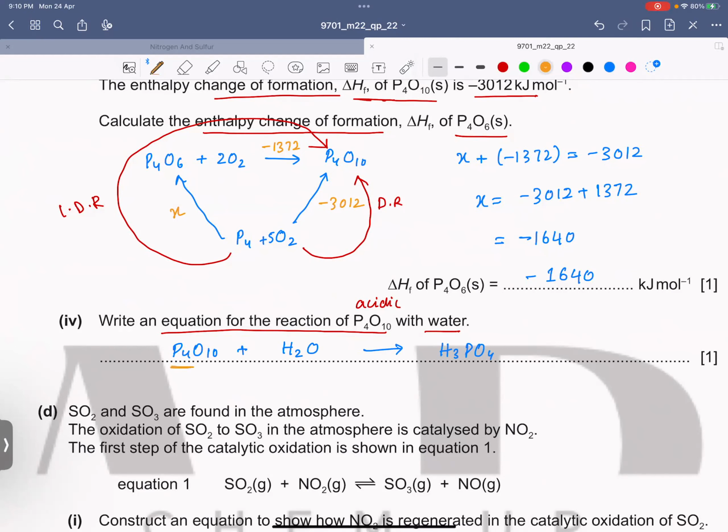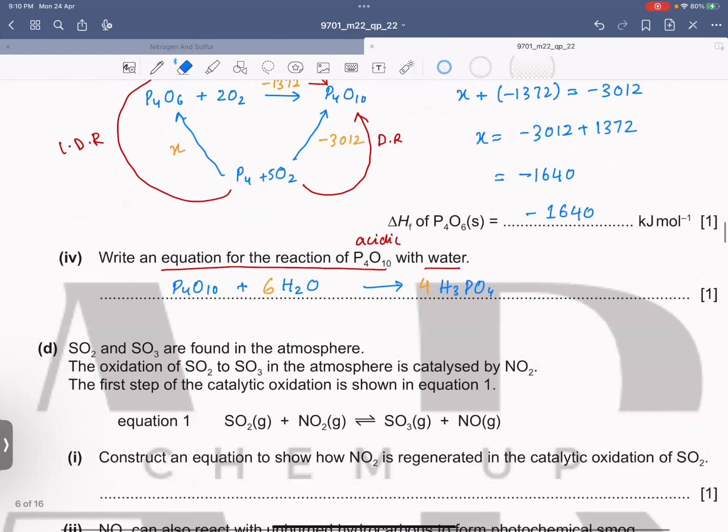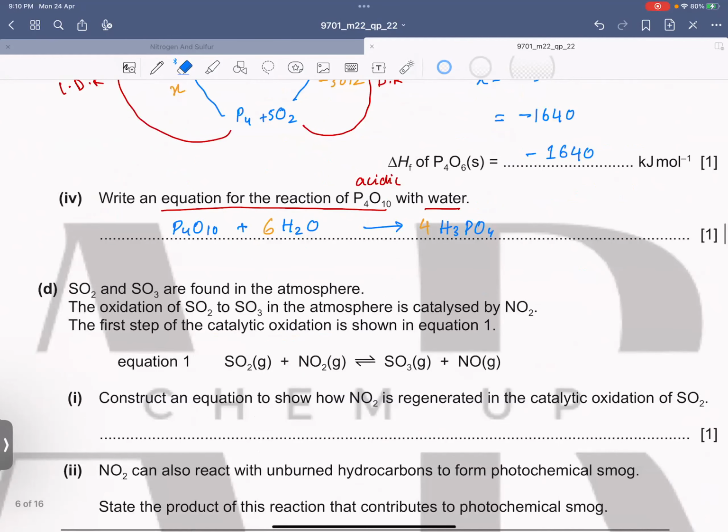We have 4 phosphorus over here, so I would put a 4 over here. This 4 makes these hydrogens 12, so I would put a 6 over here, and I think my equation is balanced now. They didn't ask for the state, so there is no need to write the state.